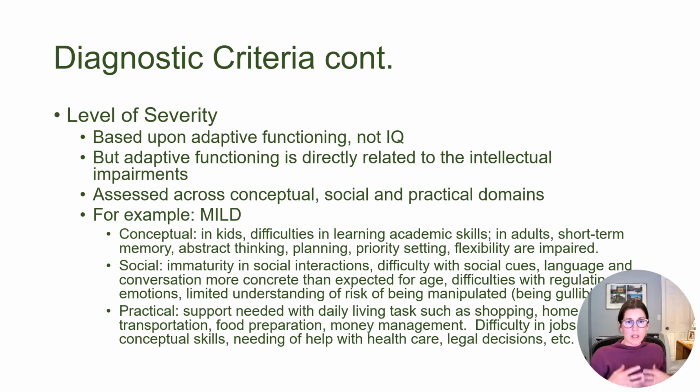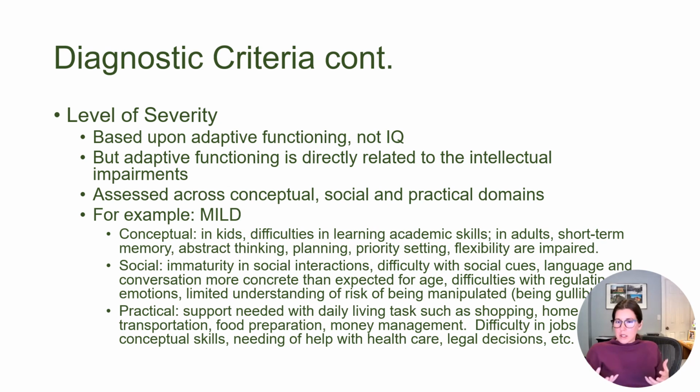And so I want to talk through some examples of types of impairment or kind of magnitude of impairment in these different conceptual, social, and practical domains that you might see if somebody is classified at the mild level. And part of the reason why I do this is because, again, the vast majority of folks with an ID have a mild severity level, and this is also the vast majority of folks that we're going to see in a typical outpatient setting, in a non-residential setting.